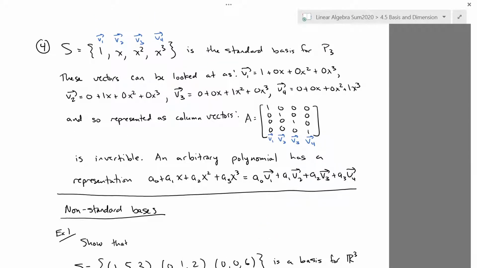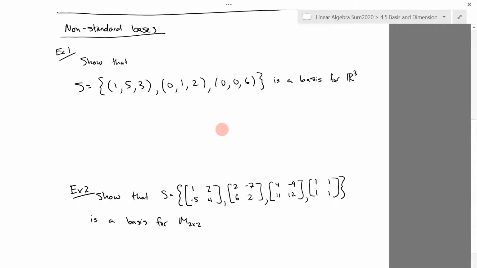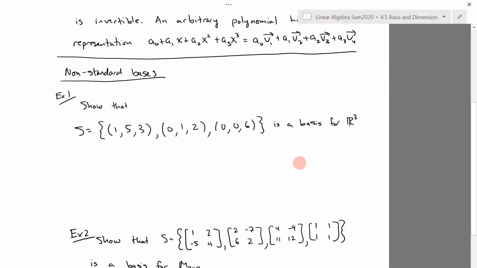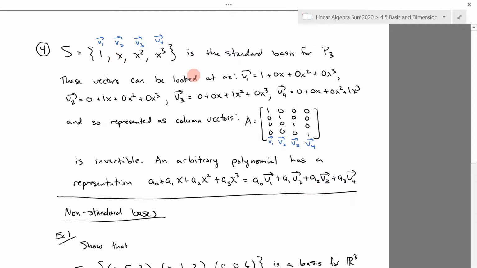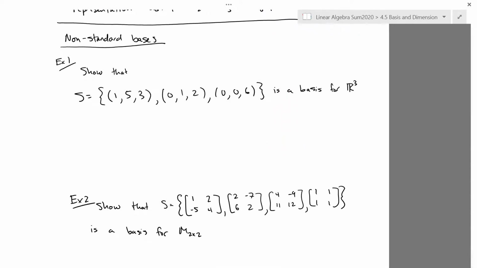Okay, so now that we've discussed some of the standard bases for vector spaces, let's look at non-standard bases. Right, so a typical basis doesn't have to look like this. So in this first example here, I have 3 vectors, and we want to see that this set of 3 vectors is a basis for R3.